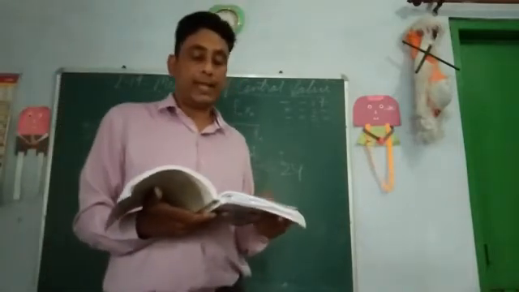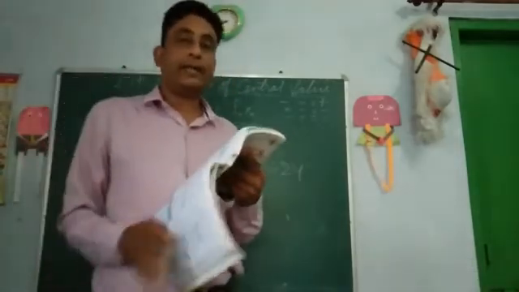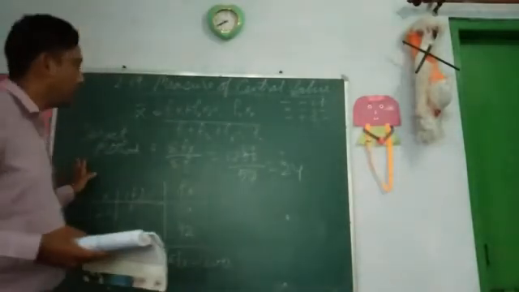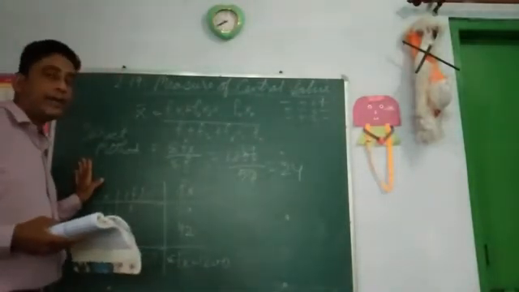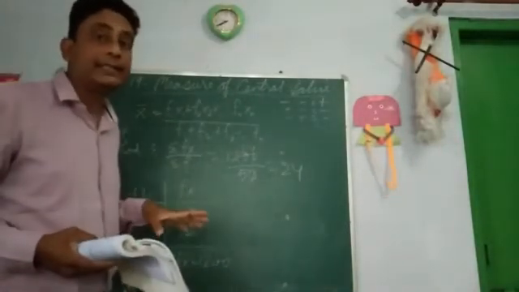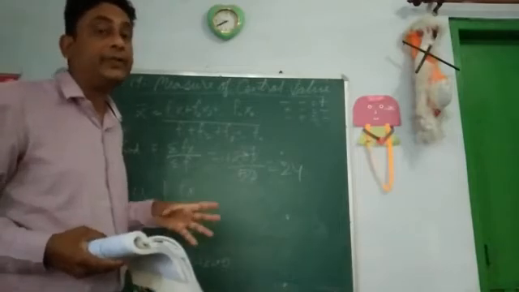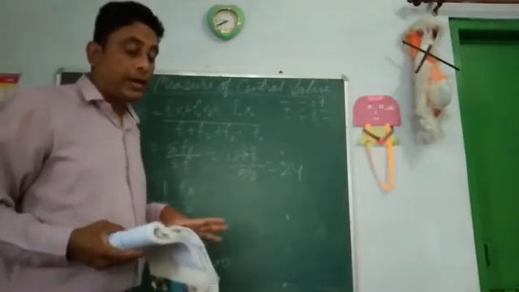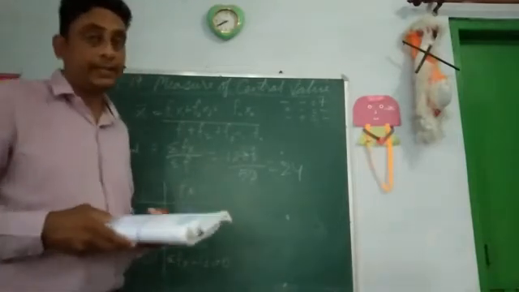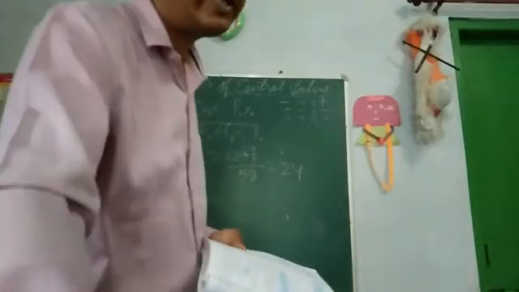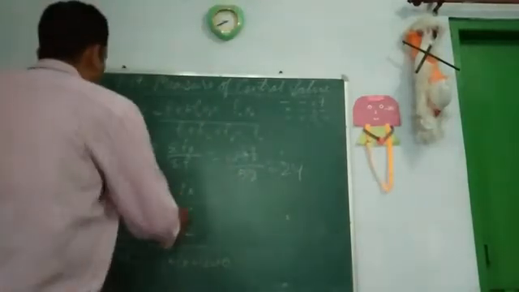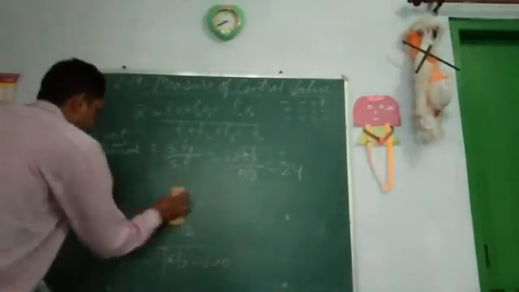Now the shortcut method. This was the direct method of finding the arithmetic mean in a discrete series, that is, a series having frequency. Direct method we have solved. Now, how will it be solved in the shortcut method?